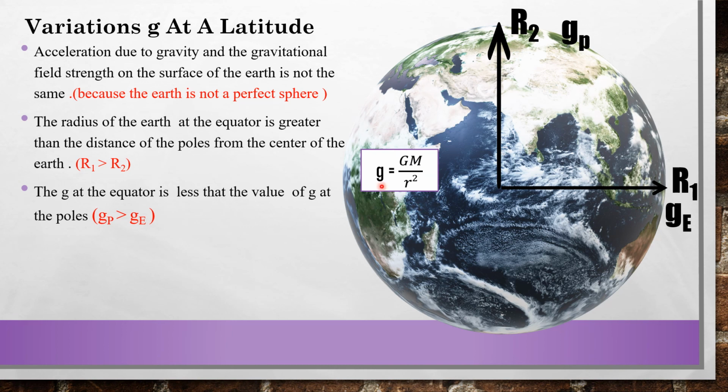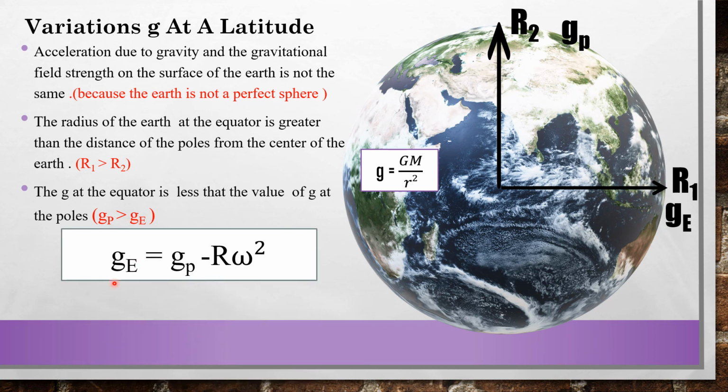We know that the acceleration due to gravity is inversely proportional to r square. Therefore, g at the equator is less than the value of g at the pole. So we can say that gp, the acceleration due to gravity at the pole, is greater than the acceleration due to gravity at the equator. The difference between the acceleration due to gravity at these two points is ge equals gp minus R omega square.